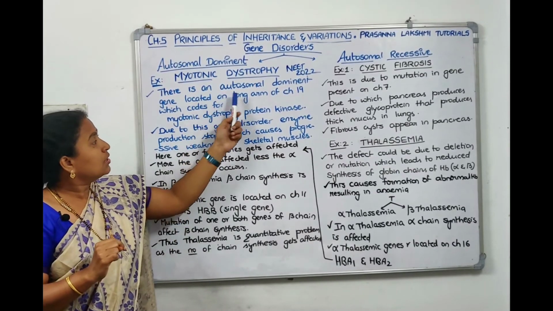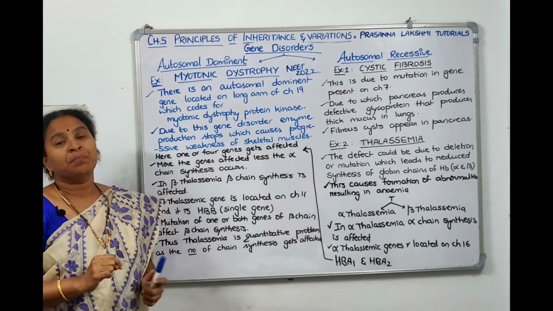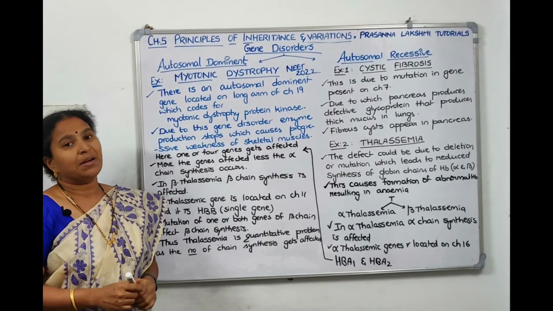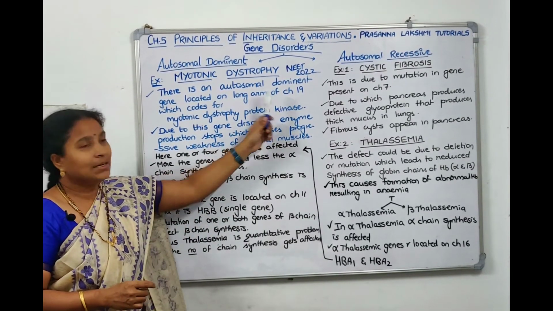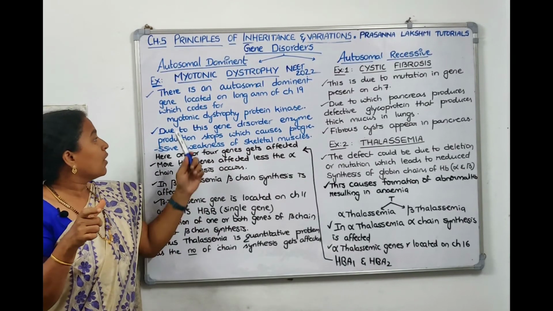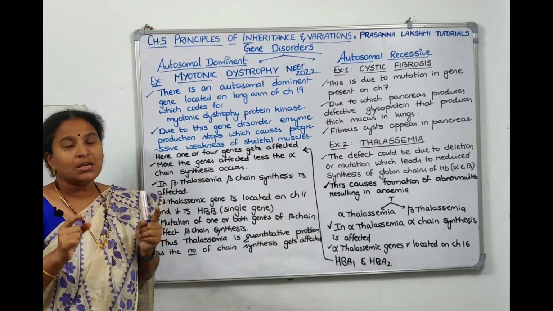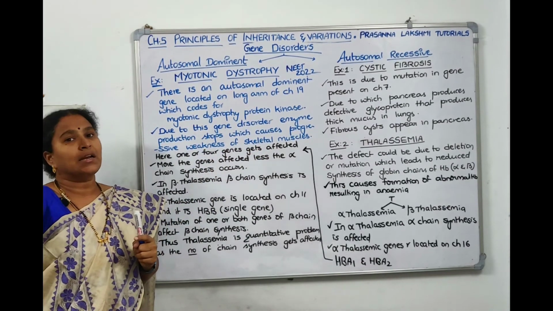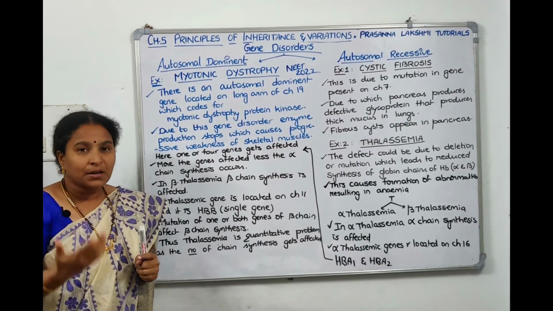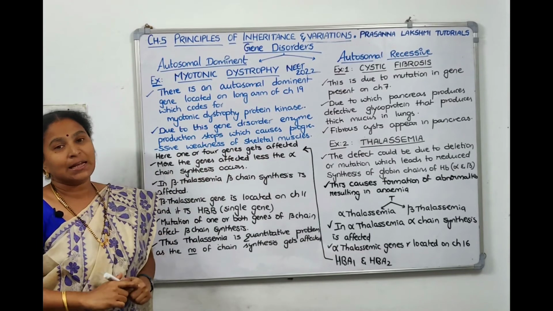This particular gene is located on the long arm of chromosome number 19. Long arm means the Q segment, right? It is on the Q segment of the 19th chromosome. That gene codes for an enzyme called myotonic dystrophy protein kinase. So the gene on the long arm of the 19th chromosome codes for the myotonic dystrophy protein kinase enzyme.